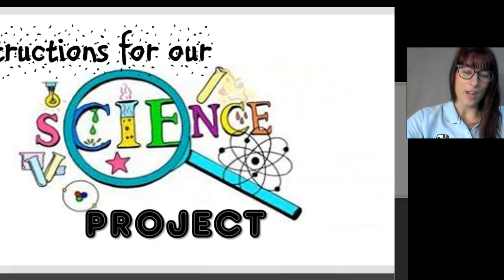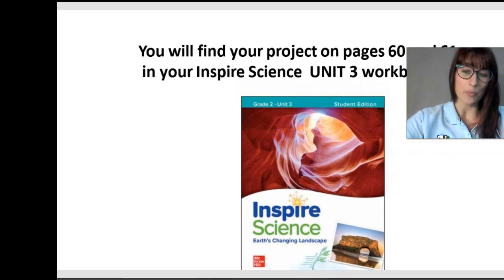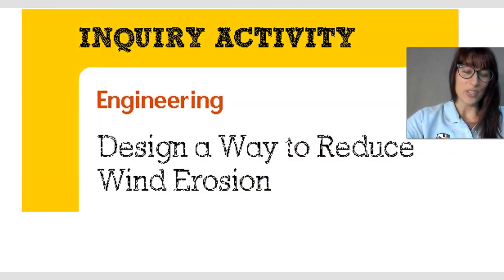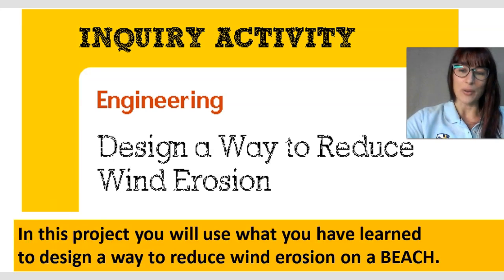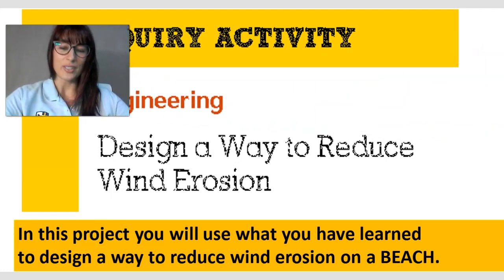You will find your project on pages 60 and 61 in your Inspire Science Unit 3 workbook. So open your workbook, and the activity you will find is called Design a Way to Reduce Wind Erosion. Okay? Now in this project, you will use what you have learned to design a way to reduce wind erosion on a beach. Okay? That's going to be our setting, beach.